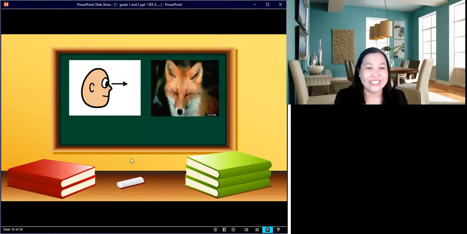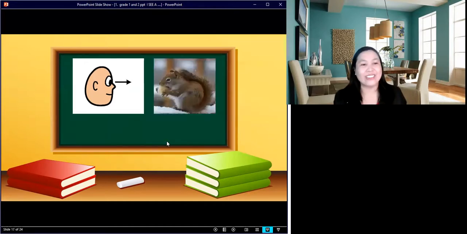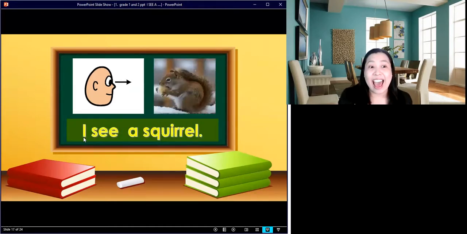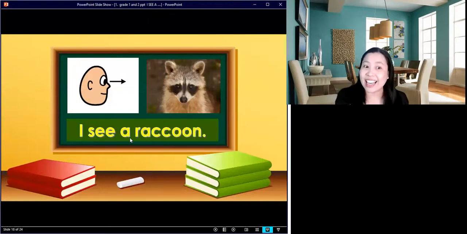Good job. Number 3. I see a fox. I see a fox. Again. Wow. And then, I see a squirrel. I see a squirrel. Again. Yes. And the last one is, I see a raccoon. I see a raccoon. Can you say it again?